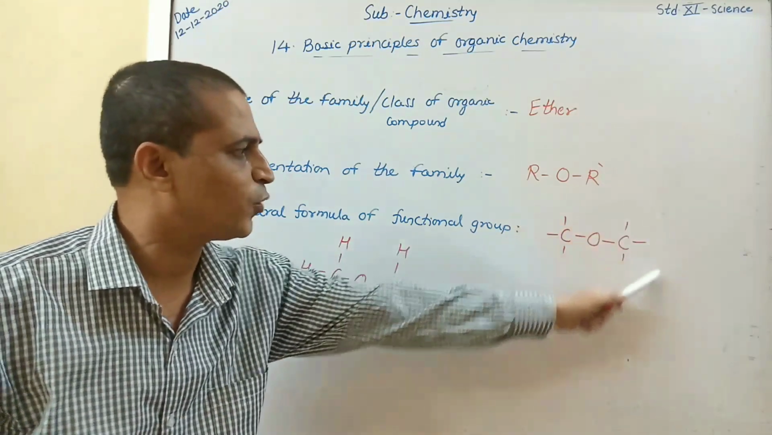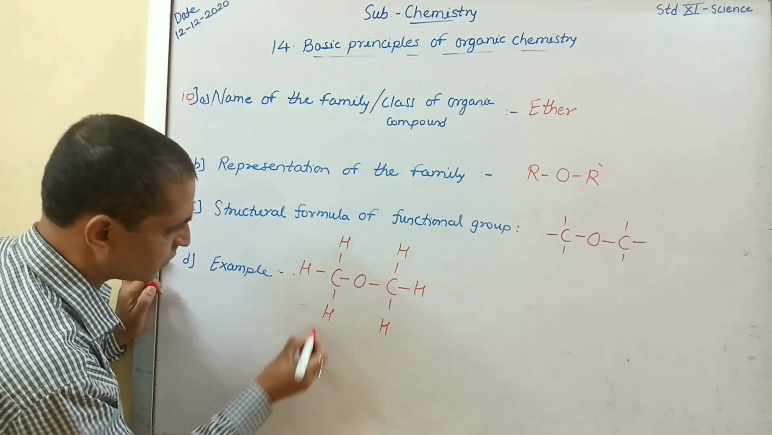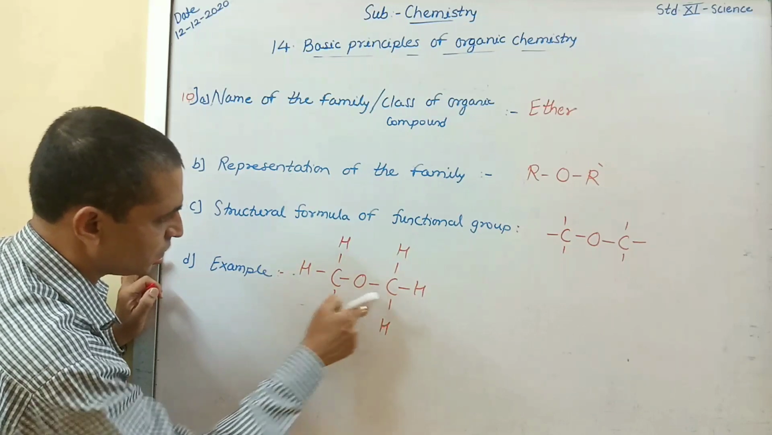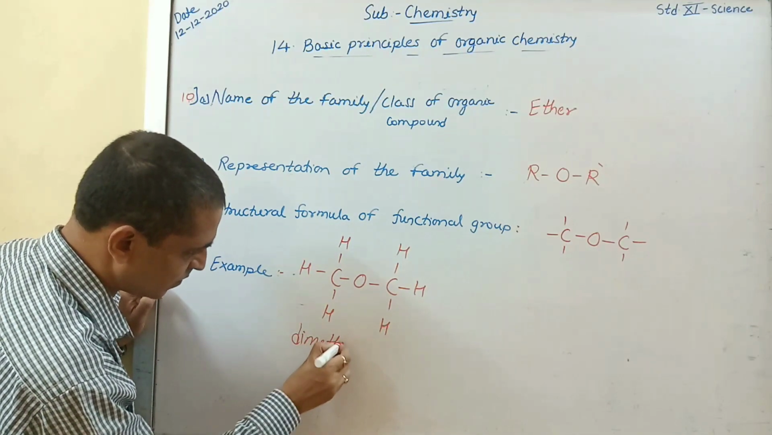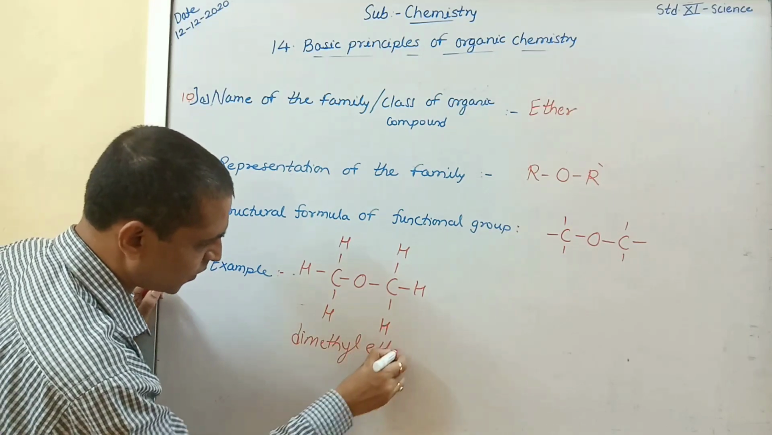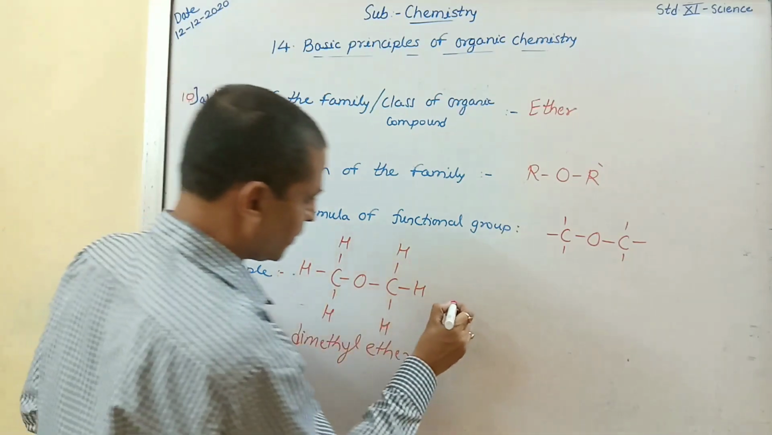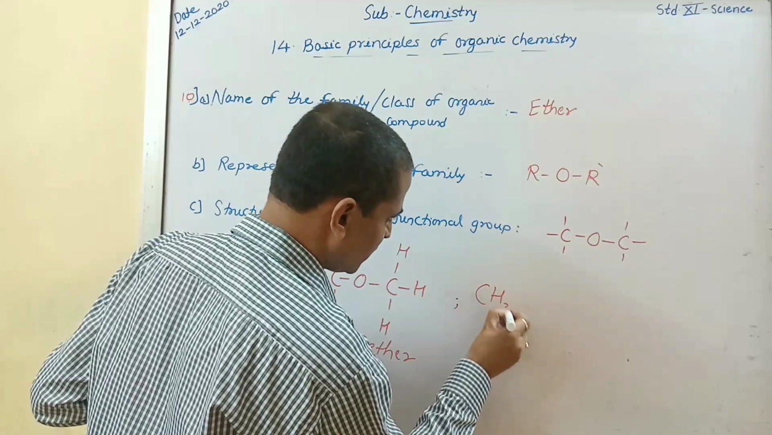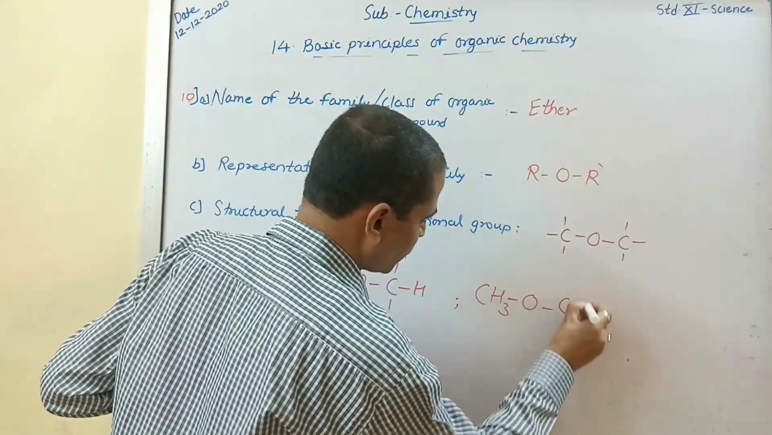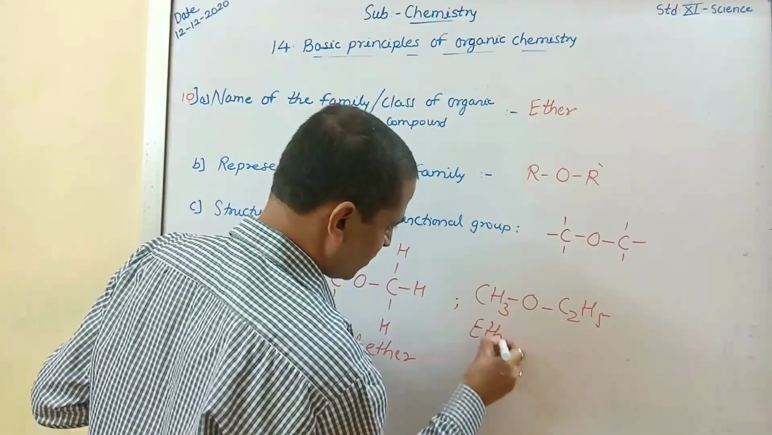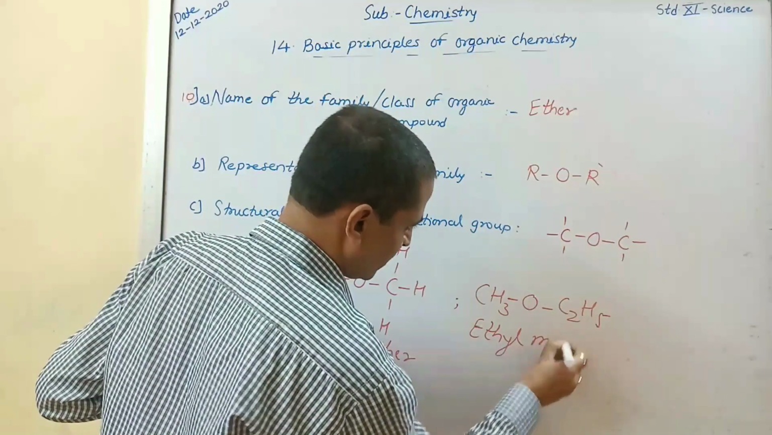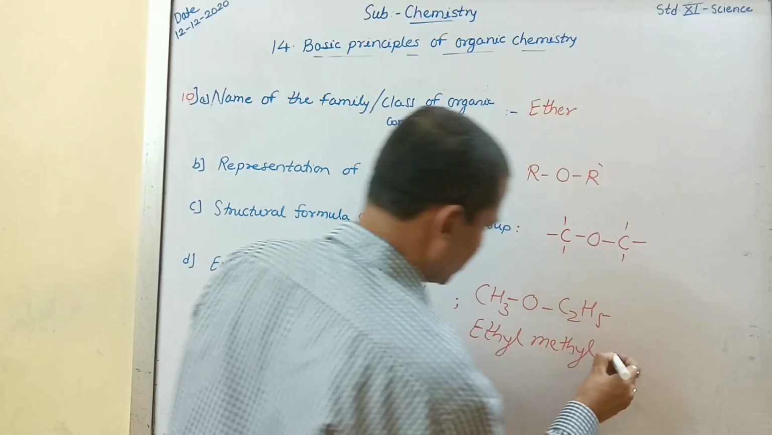It is also called as what? Ether linkage. And see the example, CH3OCH3. So it is dimethyl ether, because two methyl groups are attached to the oxygen atom. Or you can say CH3, for these two different alkyl groups attached, so its name is what? Ethyl methyl ether.